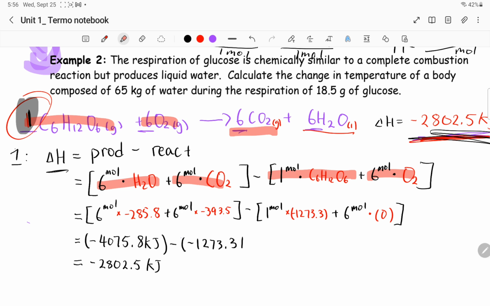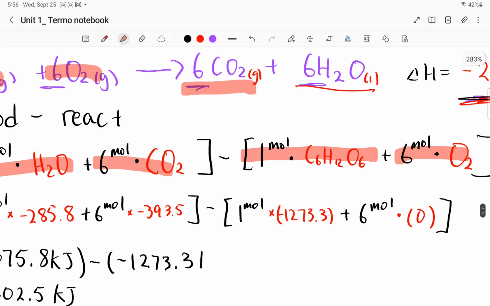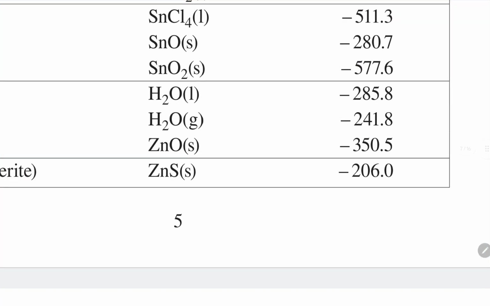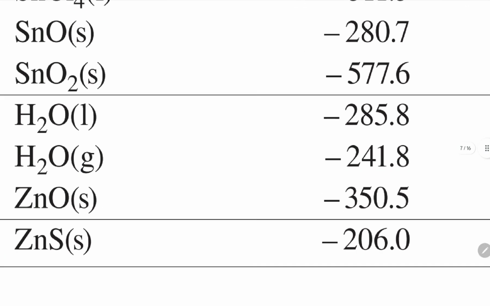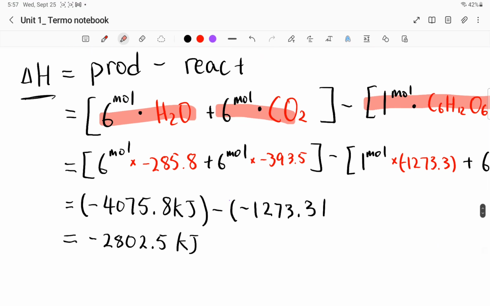So now, again, we go to our data booklet. We first find H2O. Again, H2O has 2 phases, and we're using liquid. So we go to our data booklet, H2O liquid, it's right there. It's negative 285.8. So we come back and say 6 mole times our negative 285.8.